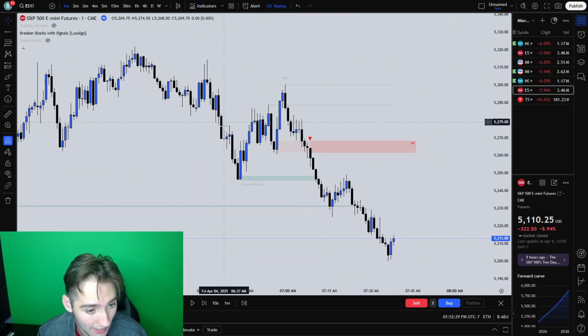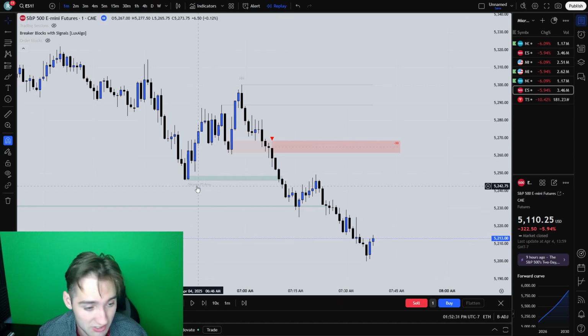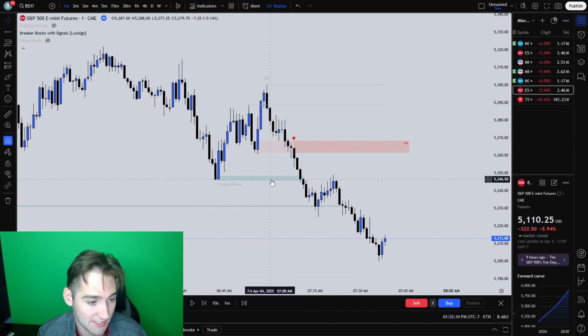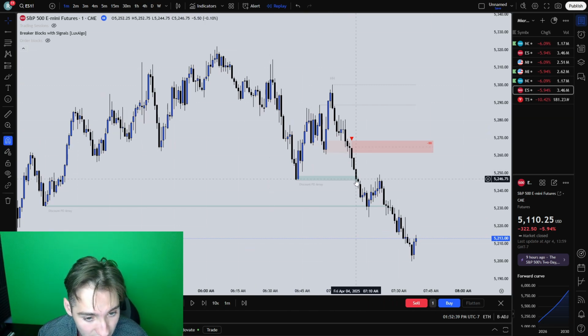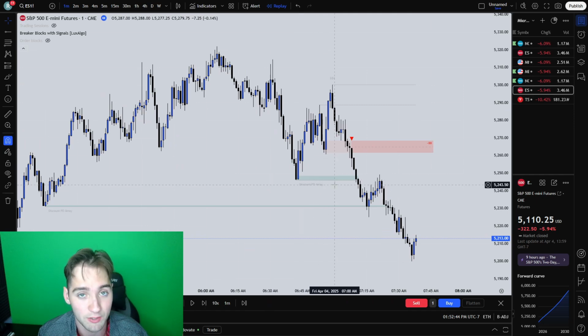So what do we have here? Well, what does it tell us? Well, in our discount PD arrays, those act as kind of like our liquidity areas where price is drawn to in the markets. Price comes down, boom, sweeps this low, and we're into this PD array area.